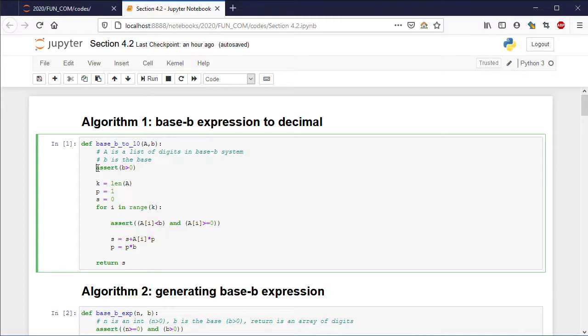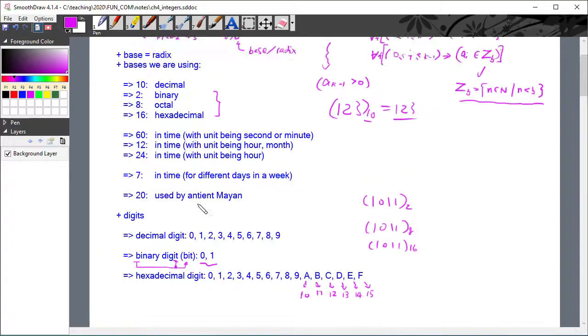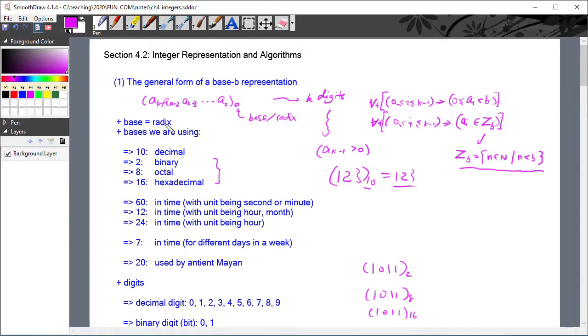The idea is very simple. Initially, I have an assert, just to make sure that the base should be greater than 0. Maybe I forgot to mention here, this base B is greater than 0.